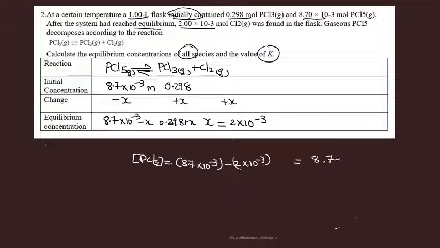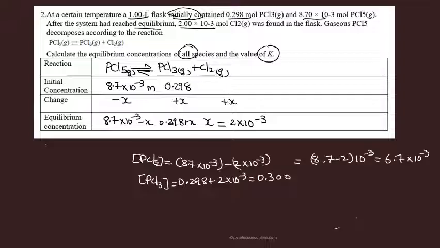So 8.7 minus 2 times 10 to the power negative 3 will be 6.7, right? 6.7 times 10 to the power negative 3. And now the concentration of PCl3 equals 0.298 plus 2 times 10 to the power negative 3, which equals 0.300. And for chlorine it is already given, which equals 2 times 10 to the power negative 3. So we got the equilibrium concentrations.